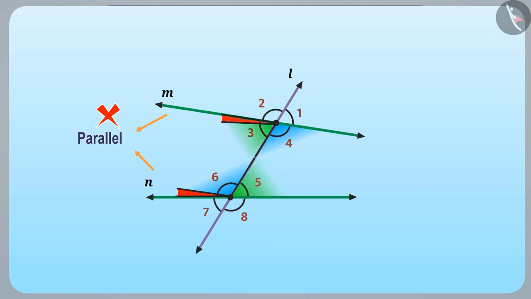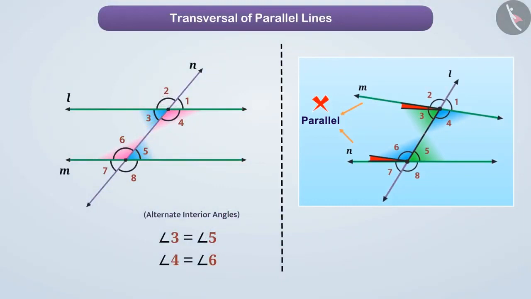So, what do you know from these two situations? Give it a thought. Absolutely right. We can say that if two parallel lines are cut by a transversal, then each pair of alternate interior angles is the same. If the lines are not parallel, then the alternate interior angles formed by their transversal are not equal.